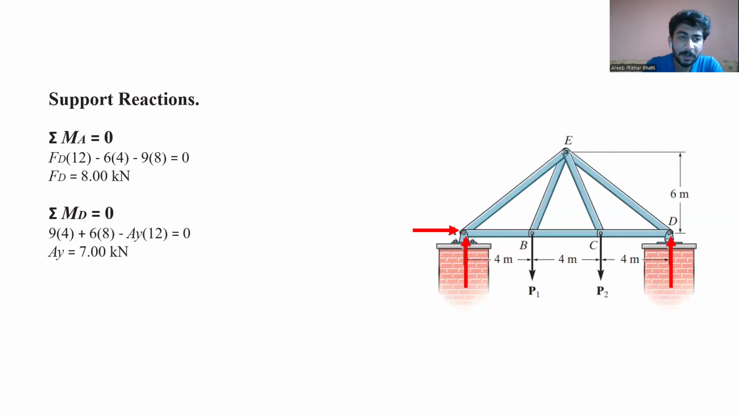As you see, when we apply moments at point D, we get force at point A in the y direction. So the force AY is equal to 7 kilonewton. And when we apply force in the x direction, we get force at point A in the x direction, which is equal to 0.